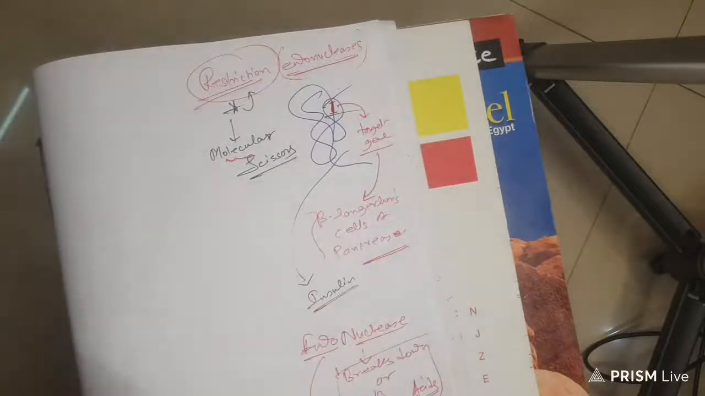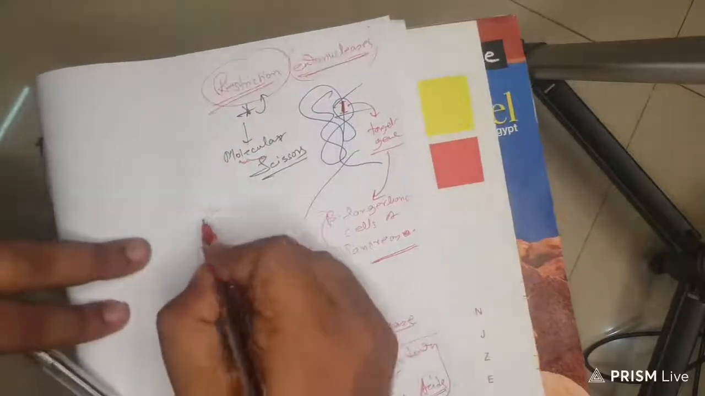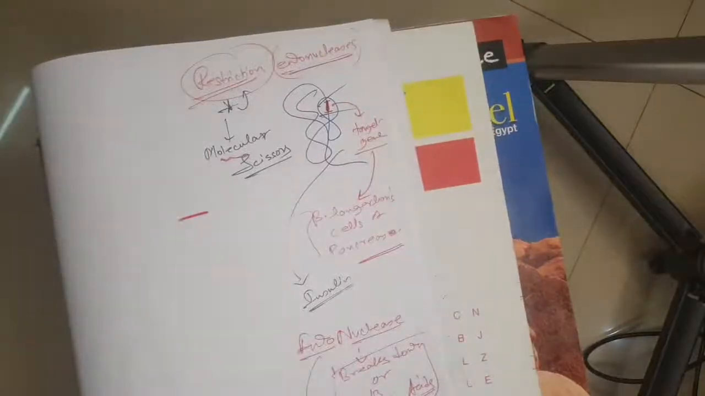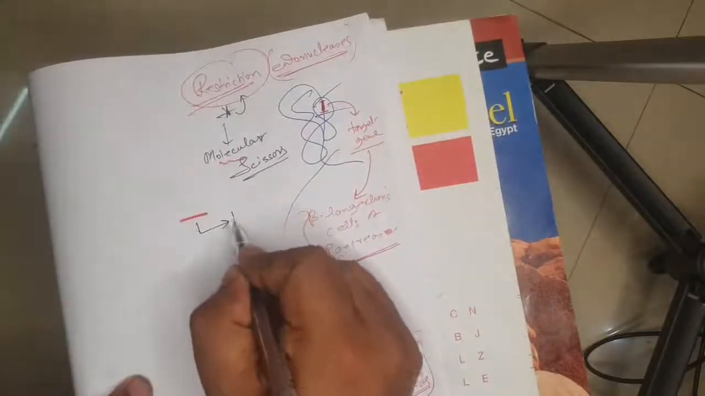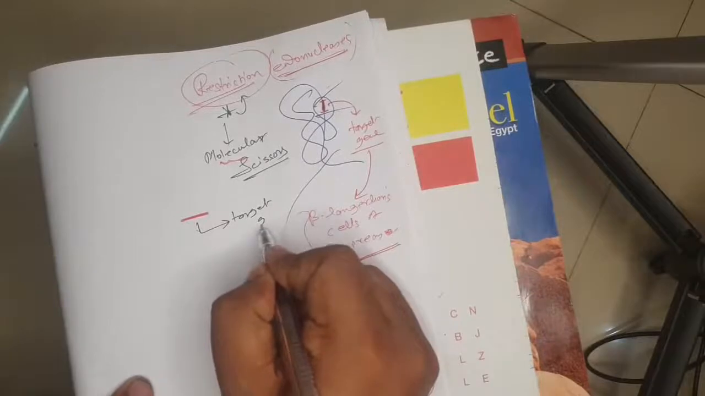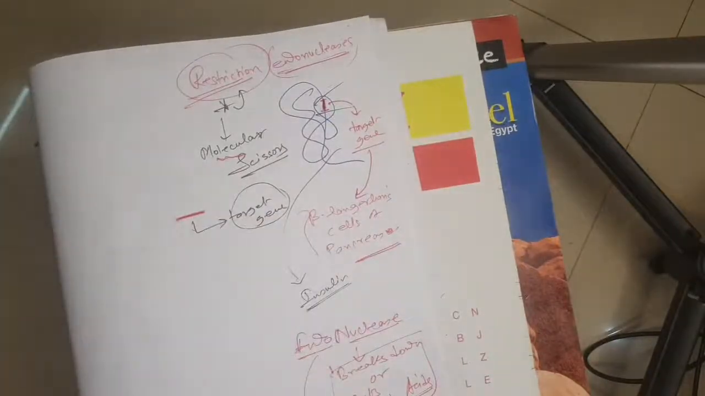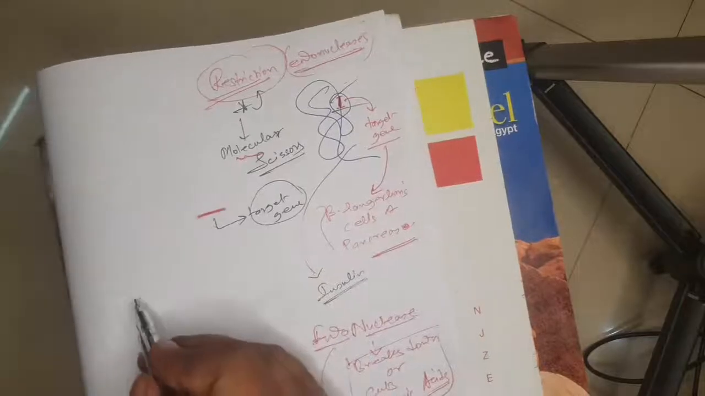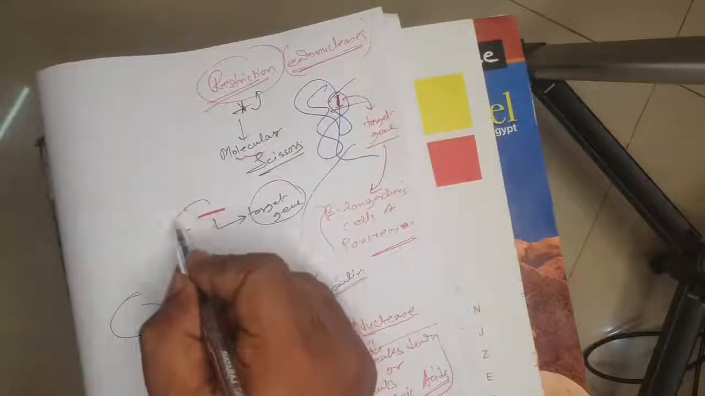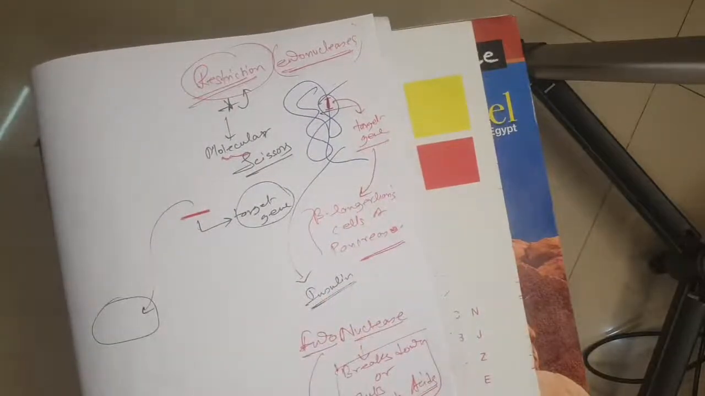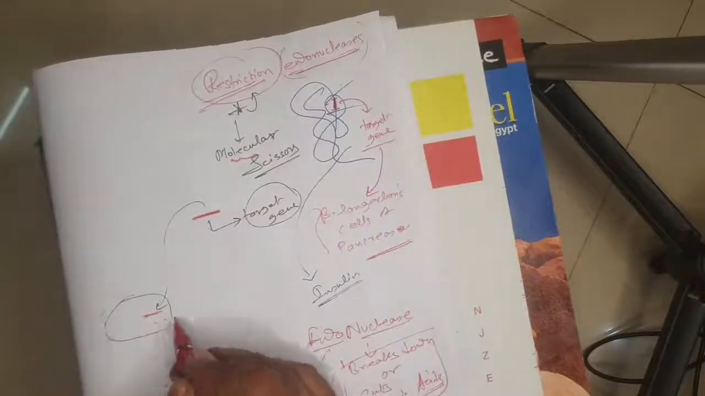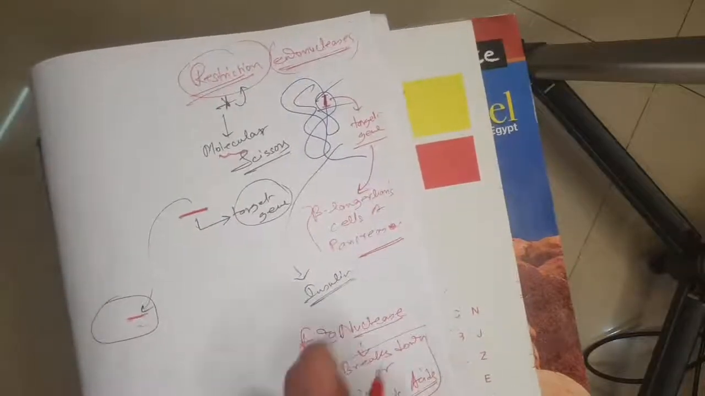And then, what will happen when the target gene is already outside? Suppose this is the target gene which is already outside. Now what you have to do? You cannot take this target gene and directly put it inside a bacterial cell. Suppose you want to put it inside a bacterial cell, and you want this gene to be expressed, or to be multiplied, or to be cloned.